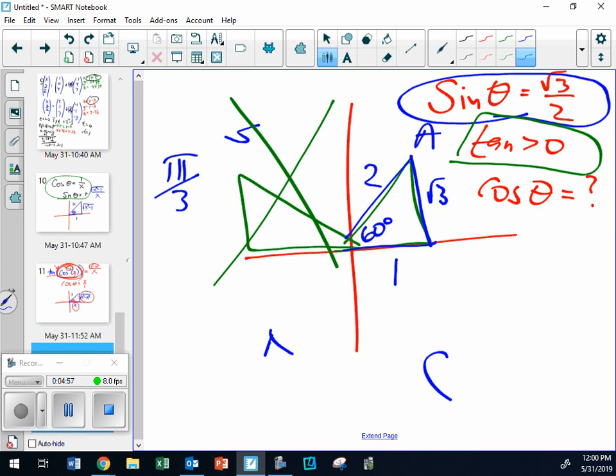Cosine of the angle. Well, cosine of pi over 3 is the final answer. You don't have to go draw a new triangle. You got one right there. And cosine of that angle, which is 60, which is pi over 3, is adjacent over hypotenuse, which is 1/2. Final answer, 1/2. There we go.